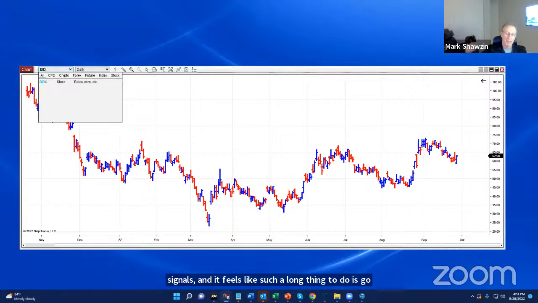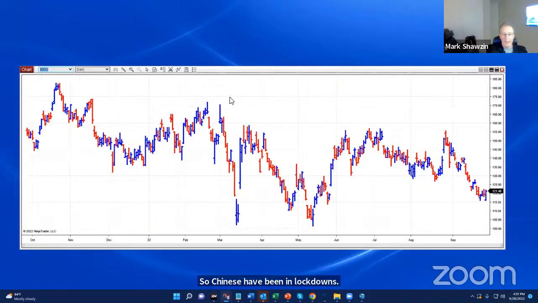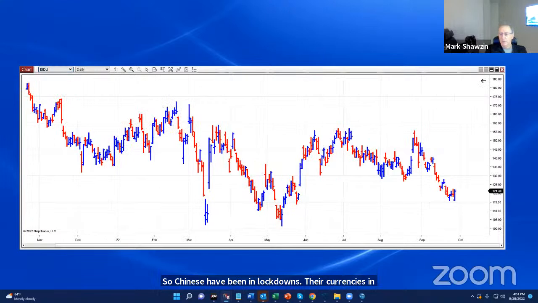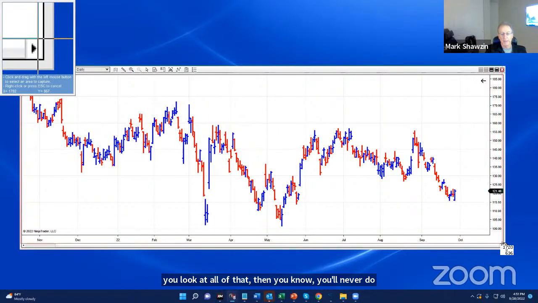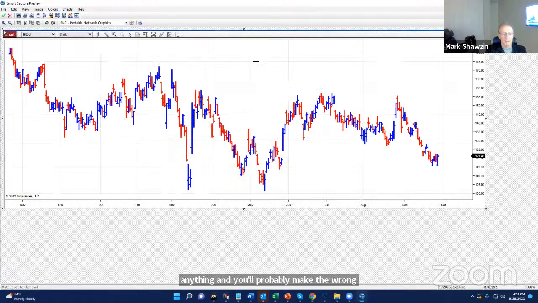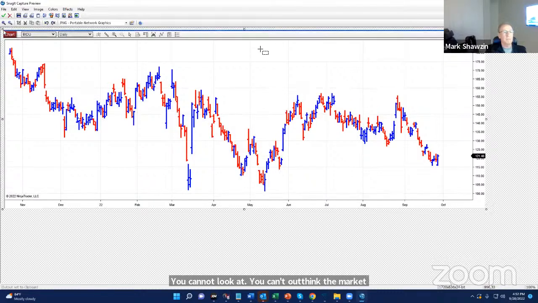So Chinese have been in lockdowns, their currency's in trouble, their real estate market's in trouble. And if you look at all of that, then you'll never do anything. And you'll probably make the wrong mistake. You can't outthink the market. You have to look and see what the market is telling you.